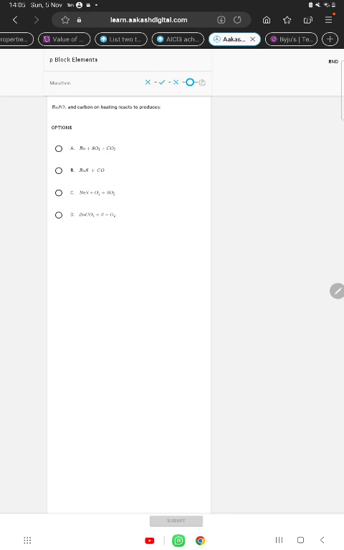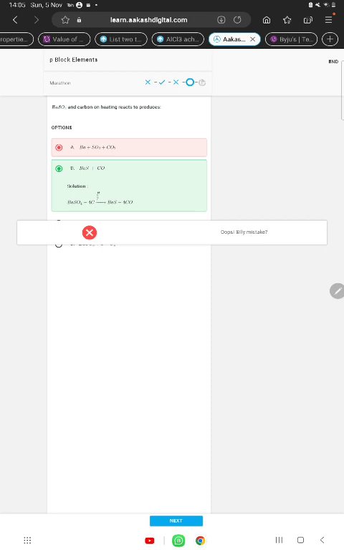BaSO4 and carbon on reaction produce BaS plus CO.